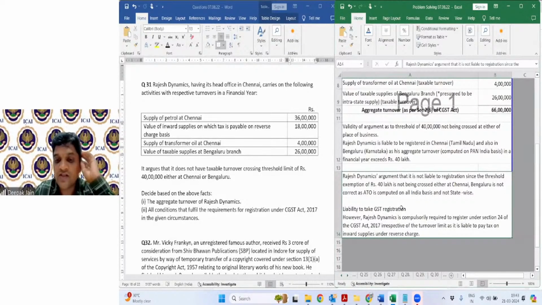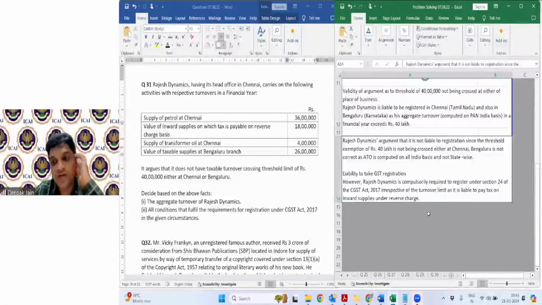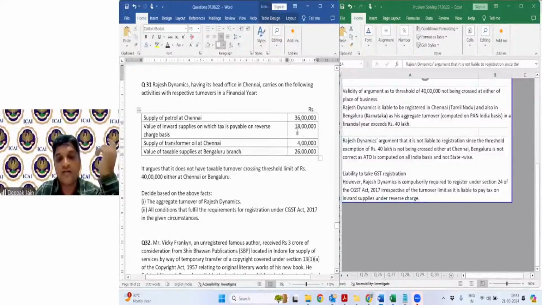Registration under GST is compulsory under section 24 irrespective of the turnover, as it is liable to pay tax on inward supplies under reverse charge. That is also the case for Chennai because they are taking a reverse charge case on which they have to pay GST. That is also an additional reason why you should take registration.